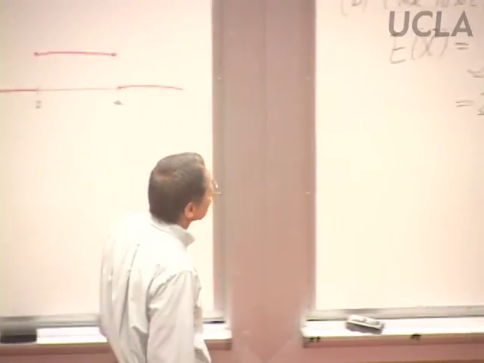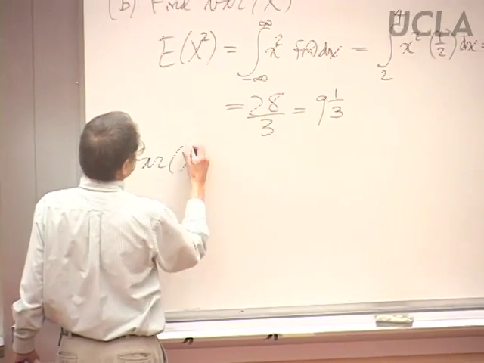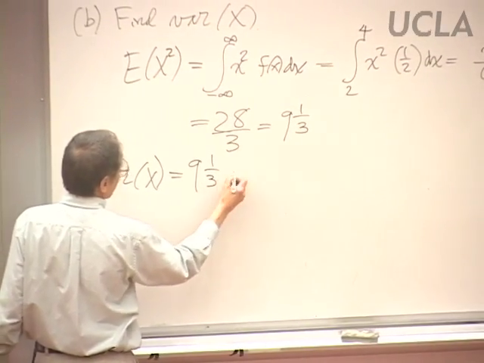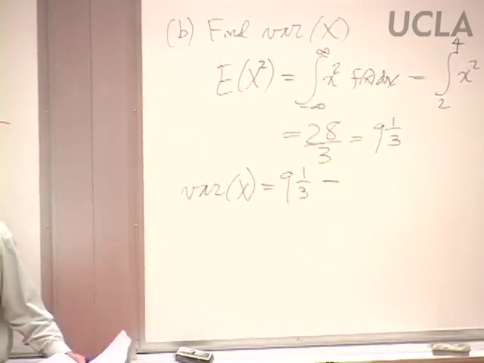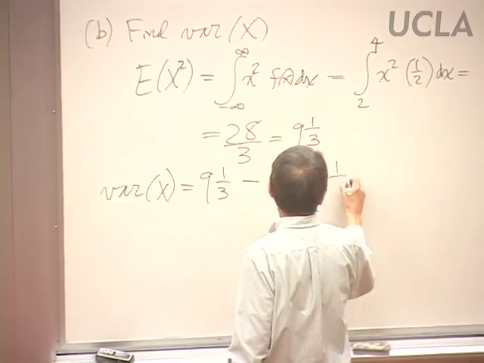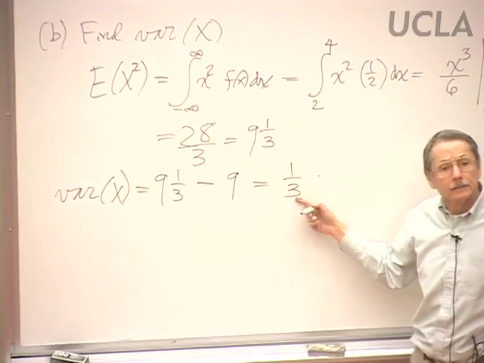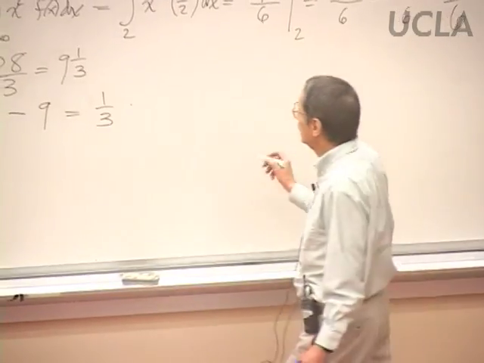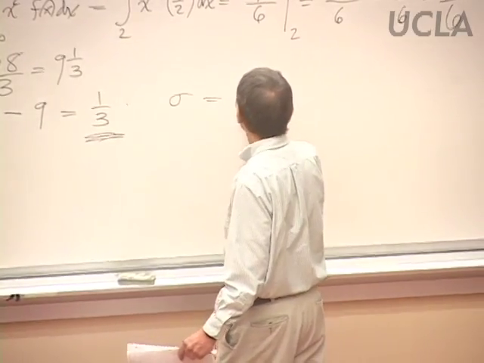But we want the variance, and this is the expected value of x squared. So the variance will be the expected value of x squared, this 9 1/3, minus the square of the mean. Well, the mean was 3, so we square it. So the variance of this random variable is 1/3, and so the standard deviation is the square root of that.